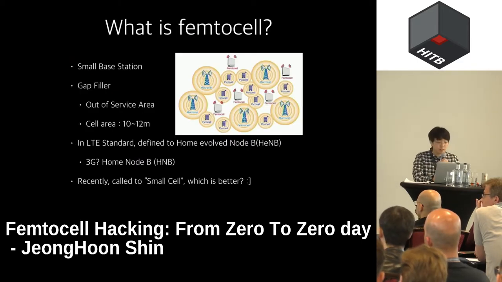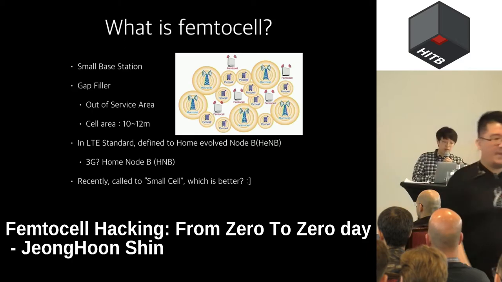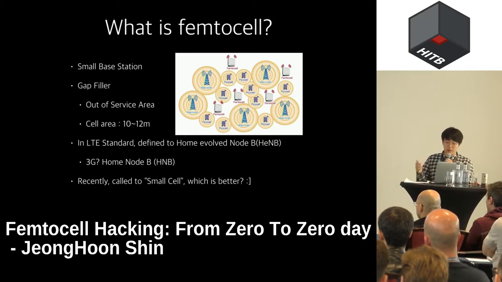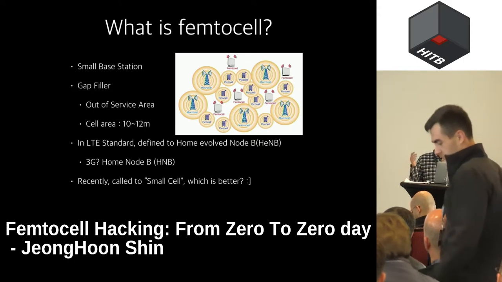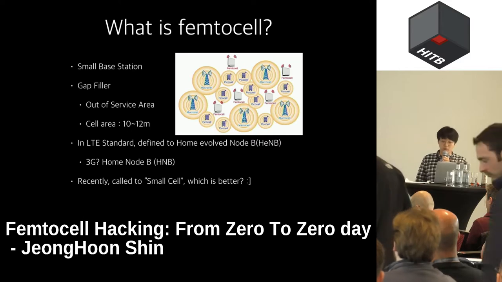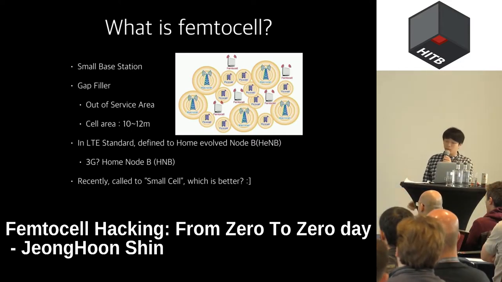But the question is, what is Femtocell? Femtocell, to put it simply, is a small base station. Its original purpose is to clear up shadow zones in the service area. A single Femtocell can cover an area of 10 to 12 meters in radius. The standard name for Femtocell is Home Evolved Node B, but it is also called Small Cell.